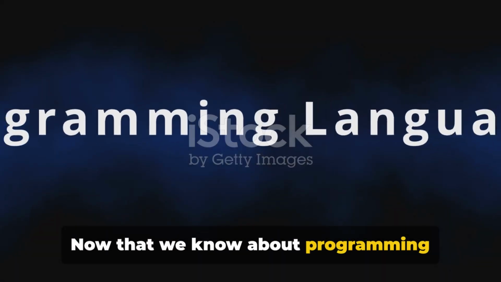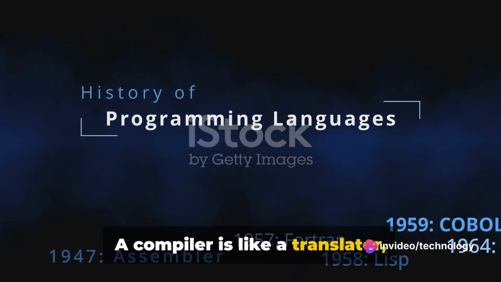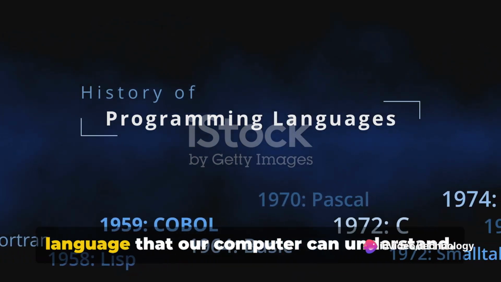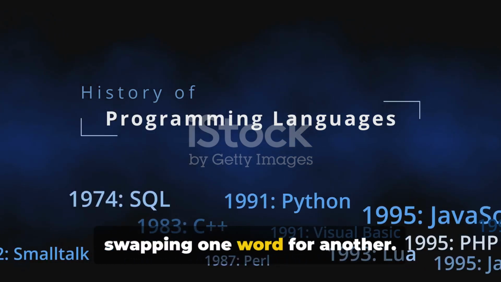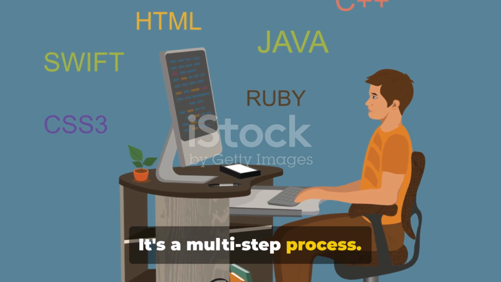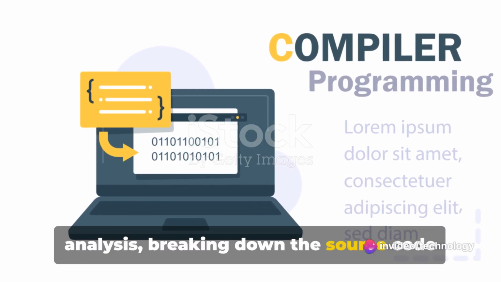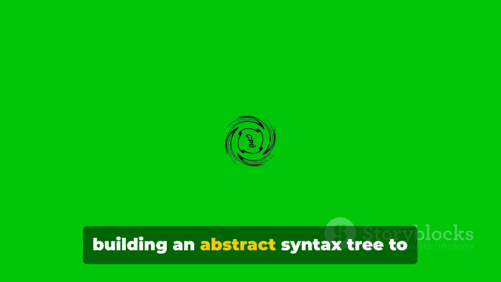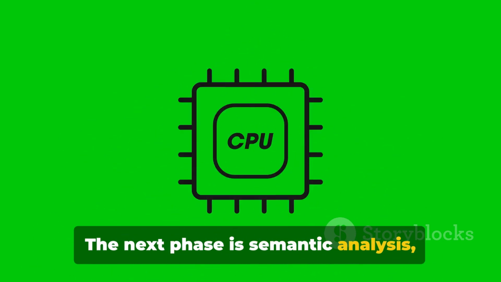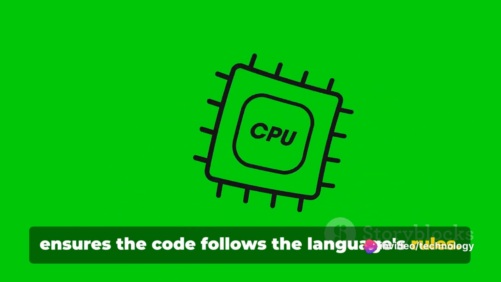Now that we know about programming languages, let's talk about compilers. A compiler is like a translator, converting the code we write into a language that our computer can understand. This translation is not as simple as swapping one word for another. It's a multi-step process. First, the compiler performs lexical analysis, breaking down the source code into tokens. Then it conducts syntax analysis, building an abstract syntax tree to understand the program's structure. The next phase is semantic analysis, where the compiler checks for errors and ensures the code follows the language's rules.